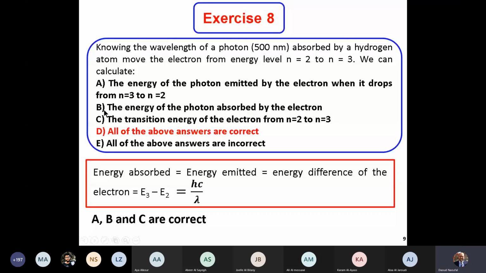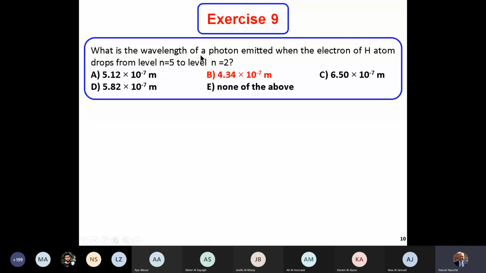Exercise 9. What is the wavelength of a photon emitted? We can write: what is the wavelength of the radiation emitted when the electron of hydrogen drops from level 5 to level 2.